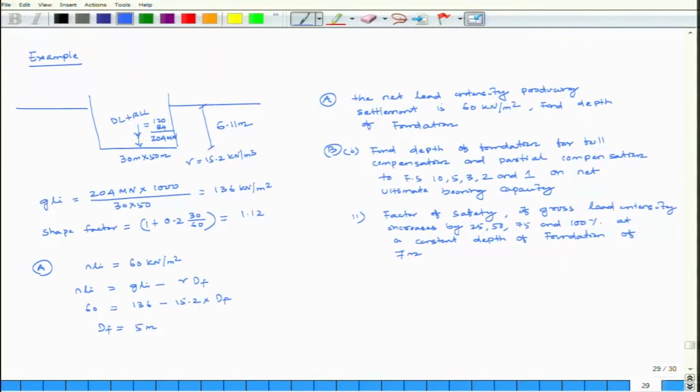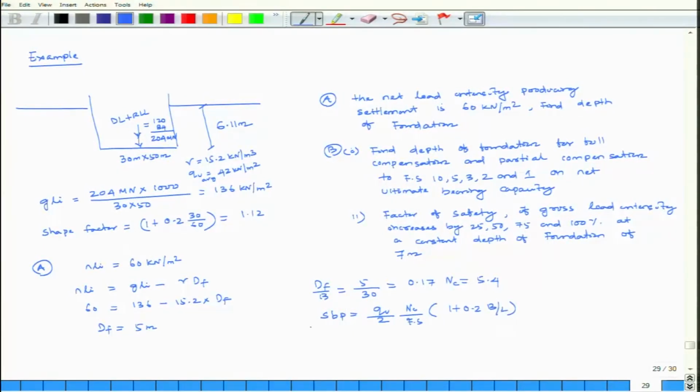Now also consider df by B. df by B is 5 by 30, which is equal to 0.17, Nc is equal to 5.4. Then soil bearing pressure SBP is equal to qu by 2. Also qu average is given as 42 kilonewton per meter square, so SBP is qu by 2 into Nc by factor of safety into 1 plus 0.2 B by L.